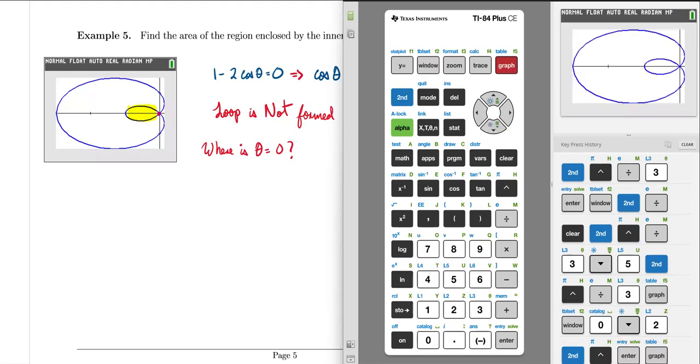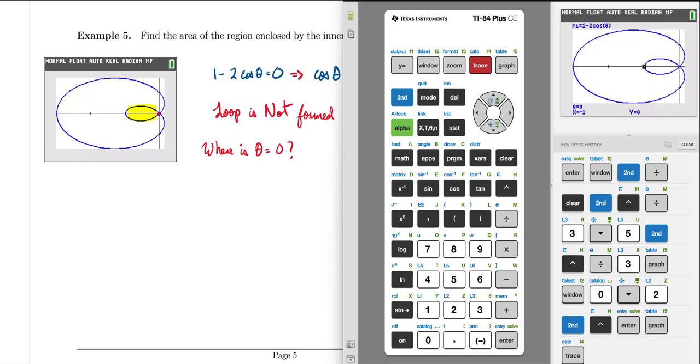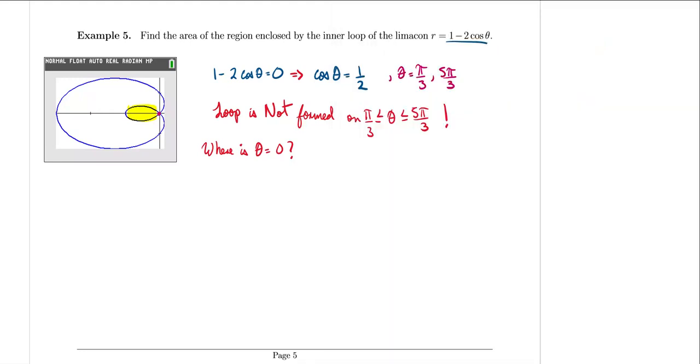There we go, graph it here. All right, now I'm going to go ahead and click on trace and see when the angle is 0, where are you? Okay, so it looks like when the angle is 0, you're starting right here. So I'll just put here theta is equal to 0. Now here's the good news though. We just said right now that when theta was equal to pi over 3, you ended up here at the pole.